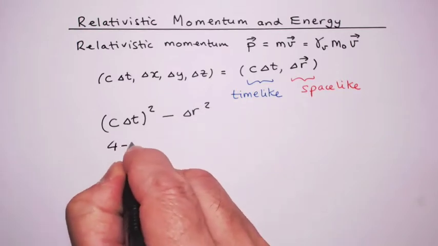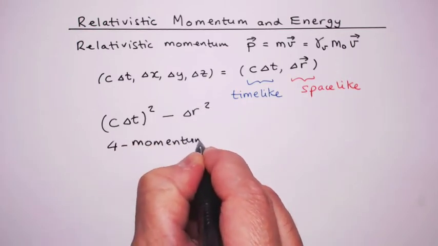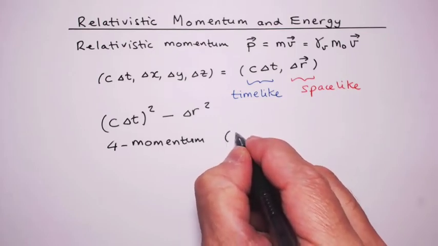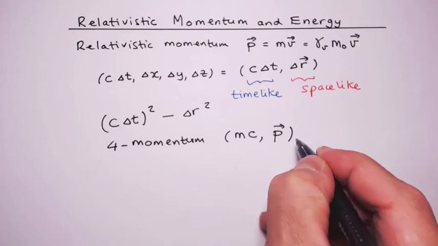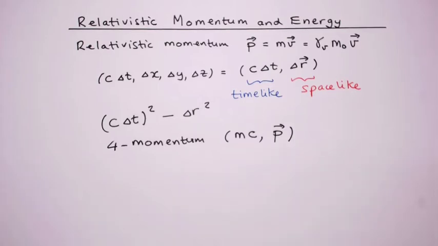In a similar way, the 4-momentum is defined as mc for the time-like part and the relativistic momentum for the space-like part. Note that the three-dimensional relativistic momentum p is not the same as the four-dimensional 4-momentum, but is a part of it.